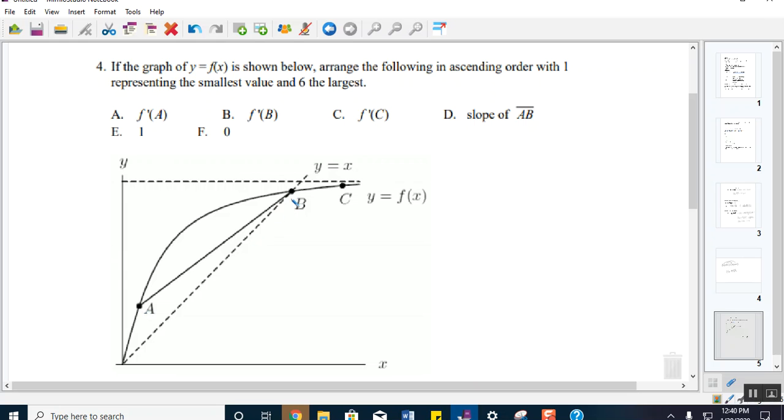Is AB an average velocity or an instantaneous velocity? Average. This is an average, right? Okay. So let's talk here.